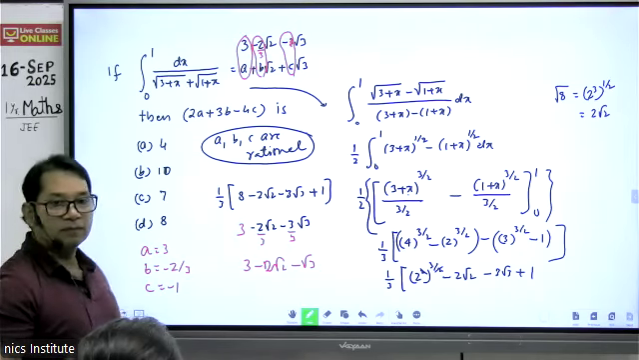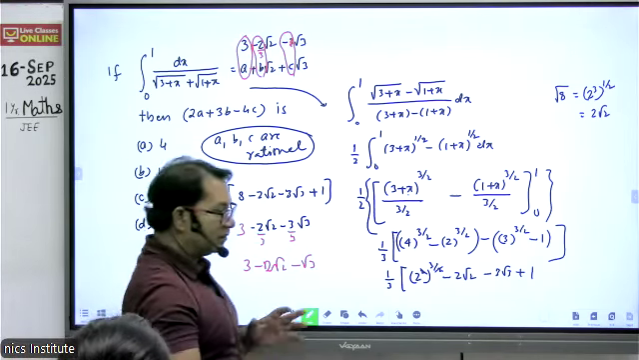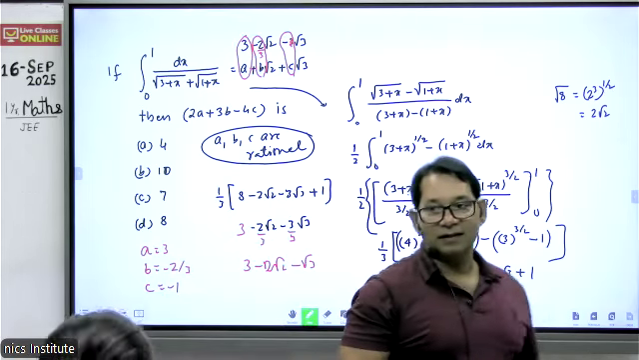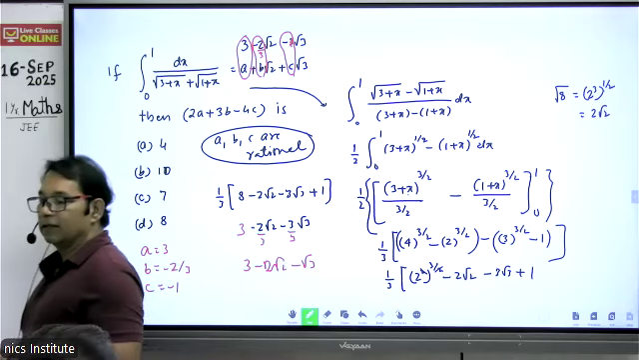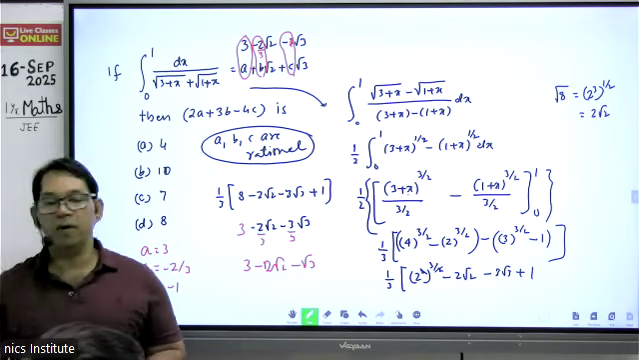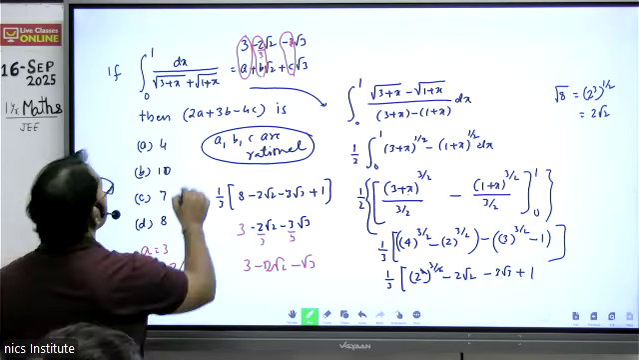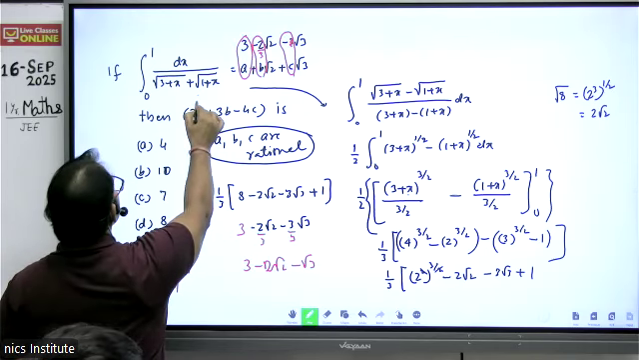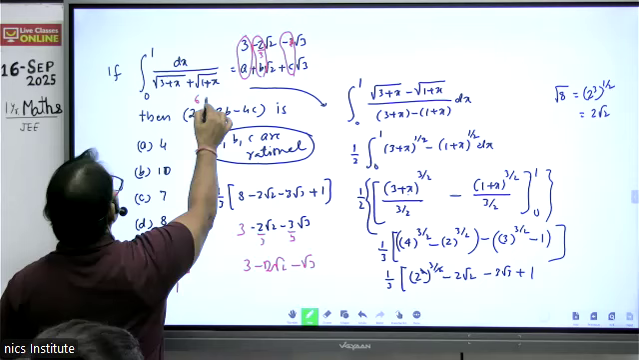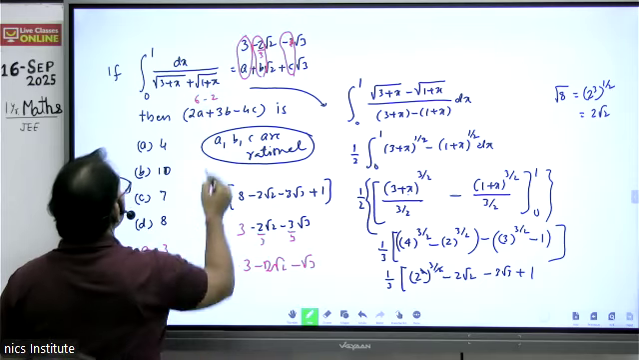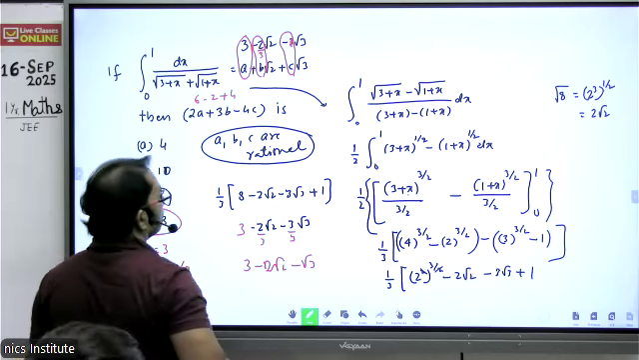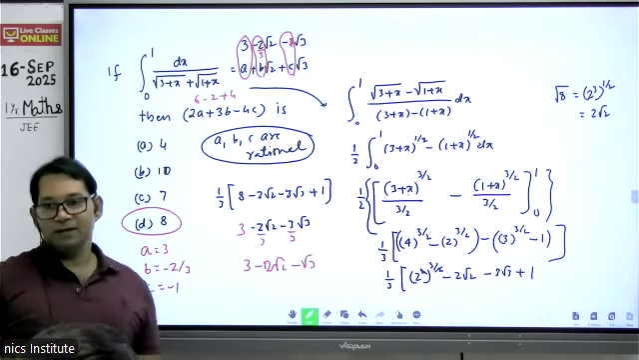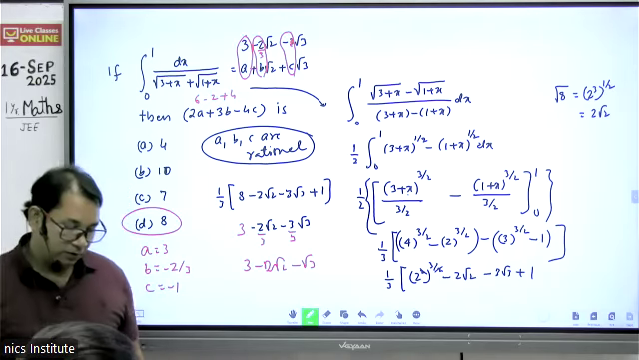Rational means no root. So 2a plus 3b minus 4c: 2a will be 6, 3b would be minus 2, and minus 4c would be plus 4. So the answer is easy, but calculation wise, you might make a mistake here.